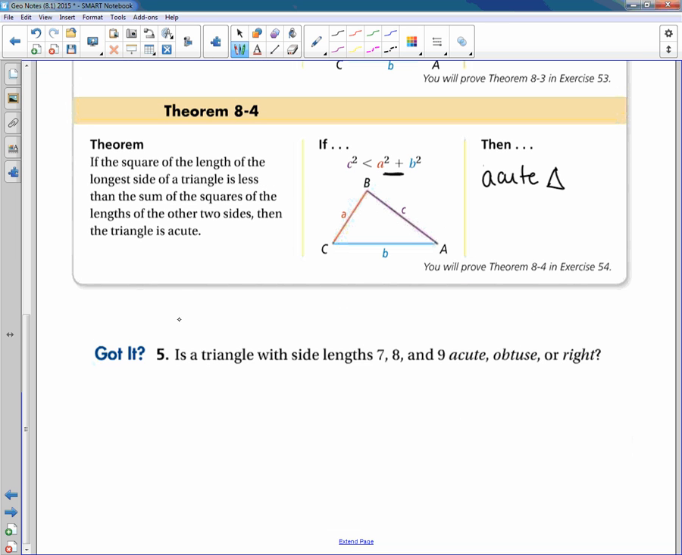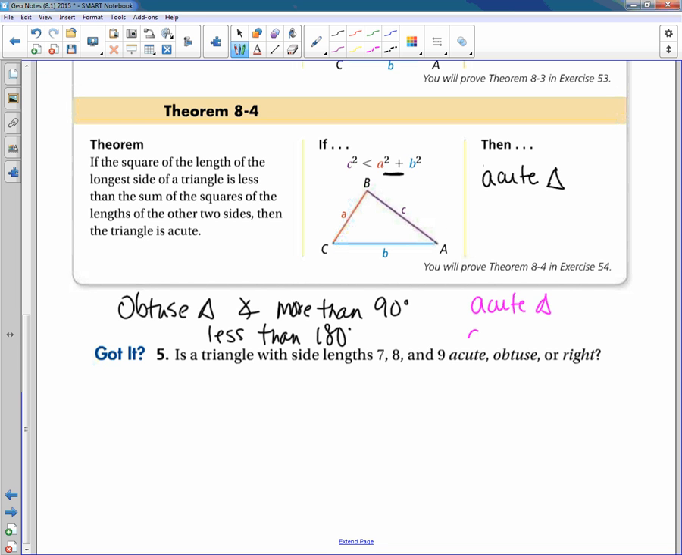Okay? And remember that obtuse triangles have an angle that's more than 90 degrees, right? And less than 180, right? And then an acute triangle has all angles less than 90 degrees. Okay, so then we'll take that information and determine what kind of triangle we have.